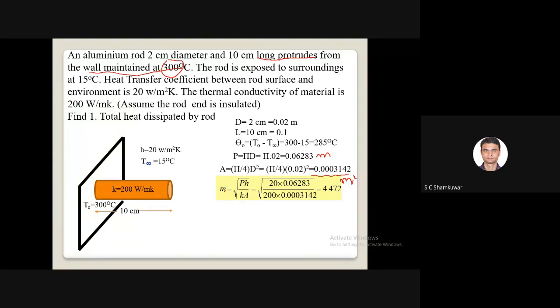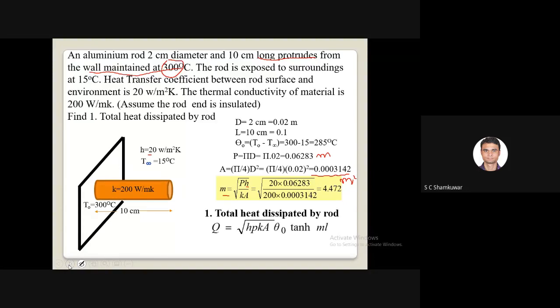Then you can find out M. What is M? Under root PH divided by KA. Okay. So H is 20. It is given H is 20. P is 0.06283, K is 200, and area you already have. So what is M? M value is approximately 4.472. Okay, find it out. Cross check it. Okay, don't copy the things.